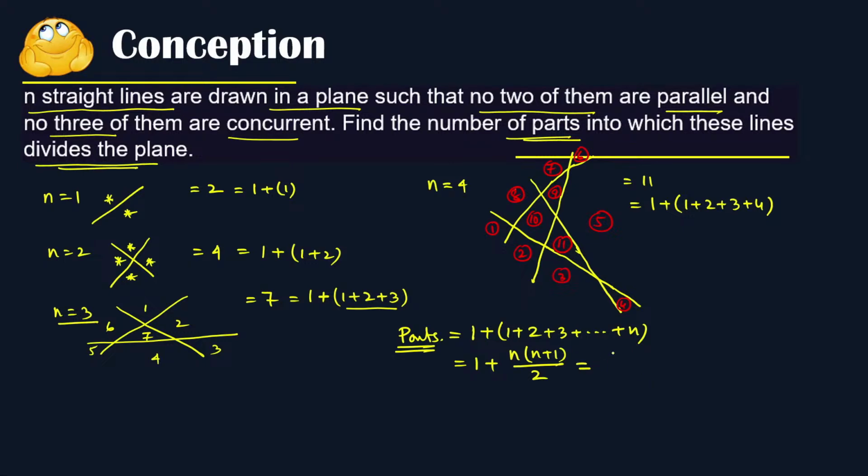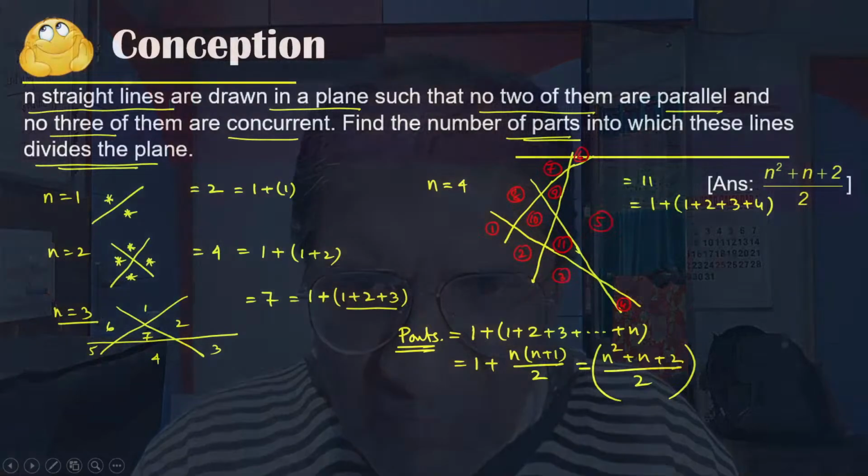So that gives us how much? If I take the LCM, it is something like this. So this many parts of the plane have been formed. Yes, that's the answer. So have you understood this? So what is the total number of parts that these n lines have divided the whole plane into? It is n square plus n plus 2 divided by 2. That's it. But before remembering the formula, try to understand the logic. See how I have derived the formula simply by observing the pattern so formed. Clear? Let me take one example on this.